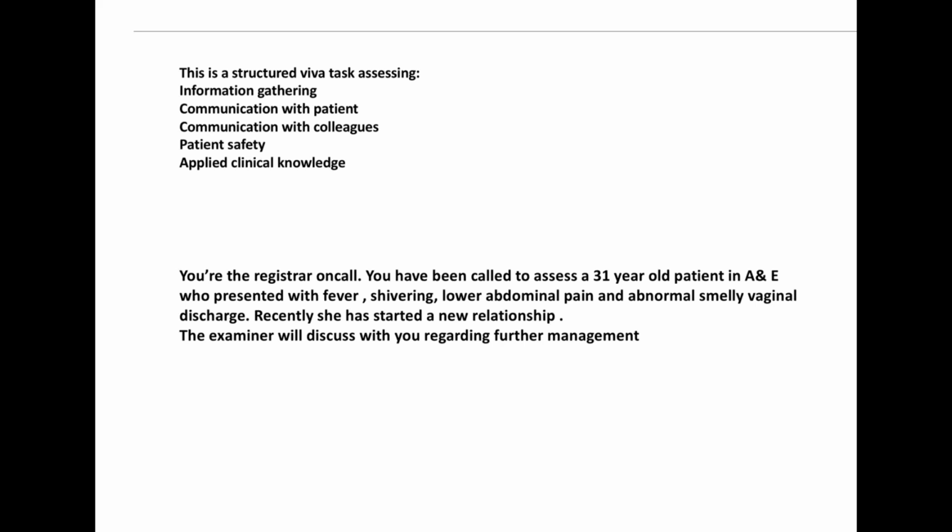Why we need to arrange an ultrasound scan? First of all, we need to confirm the diagnosis. We need to confirm there is nothing else causing her symptoms. And also we need to exclude any tubo-ovarian abscess, any pelvic abscess, any ovarian cyst accident. Okay, so we need to do an ultrasound as an inpatient.